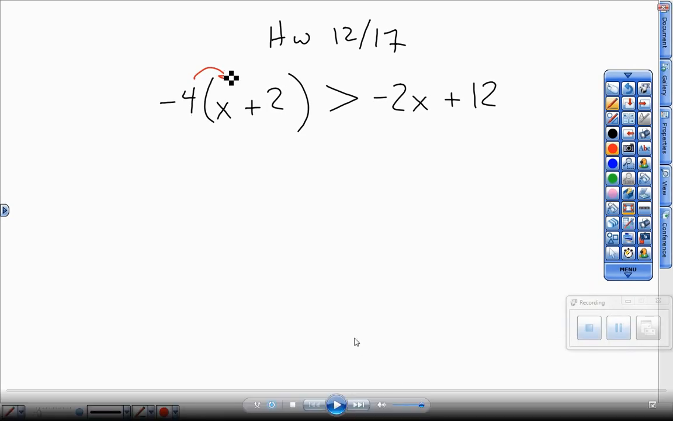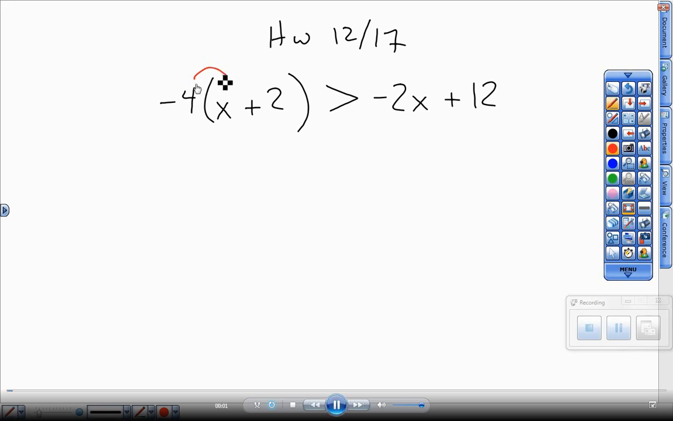Okay, for homework 1217, I'd like you to do this work on paper and then turn it in tomorrow or document it. So here we go. This is solving an inequality and then writing your answer on a number line.